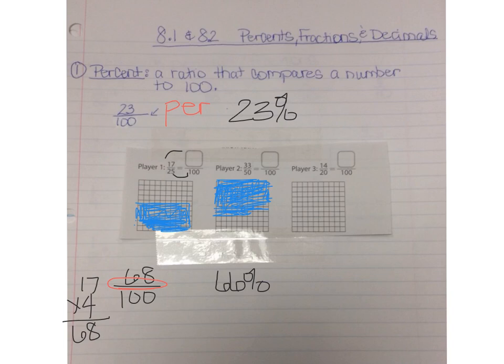Okay, our next one is 14 out of 20. Well, we need to change that to a percent. So what do I multiply 20 by to give me 100? Times 5. So 14 times 5 is going to give me 60. What does it give me? Whoops, let's just do it. 4 times 5 is, sorry, it gives me 70.